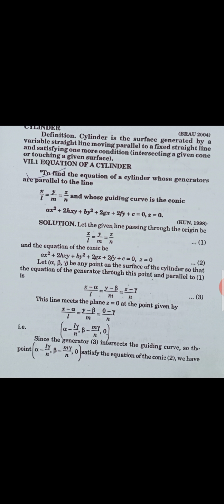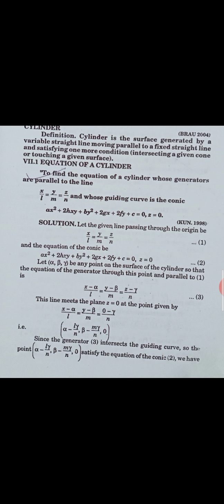Today we will discuss the cylinder. A cylinder is a surface generated by a variable straight line moving parallel to a fixed straight line and satisfying one more condition, that is, intersecting a given conic or touching a given surface. This is called the cylinder. Now we have to find the equation of a cylinder.